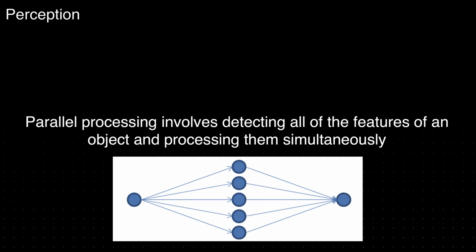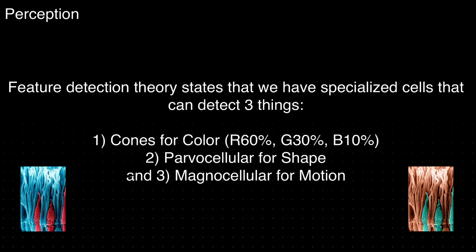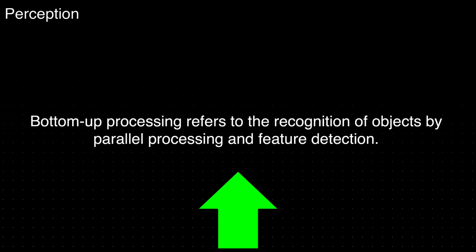Parallel processing involves detecting all of the features of an object and processing them simultaneously. Feature detection theory states that we have specialized cells that can detect three things: cones for color, parvocellular for shape, and magnocellular for motion. Bottom-up processing refers to the recognition of objects by parallel processing and feature detection. Bottom-up processing is also called stimulus/data-driven processing.